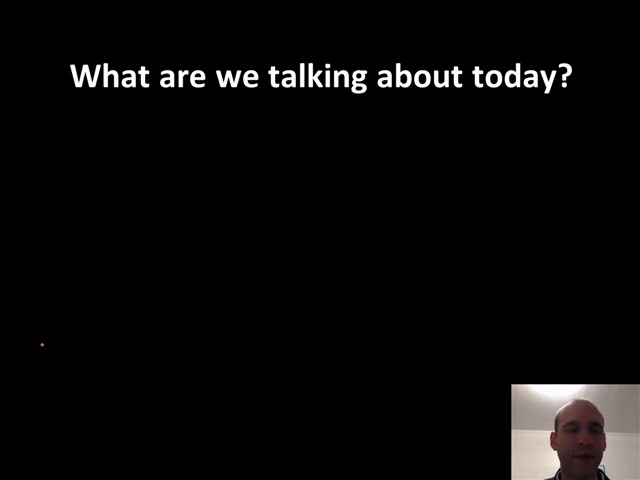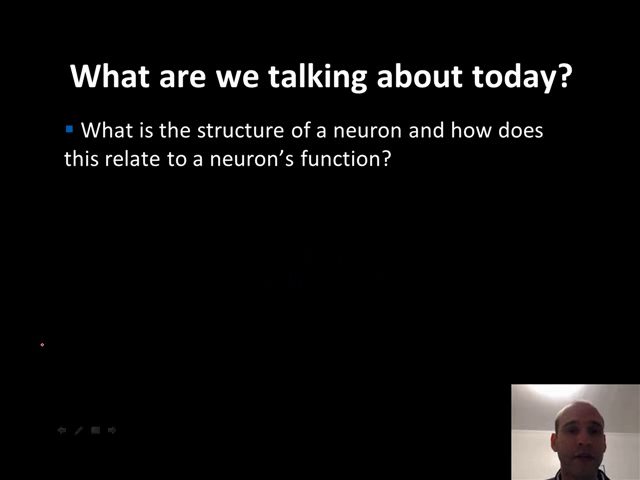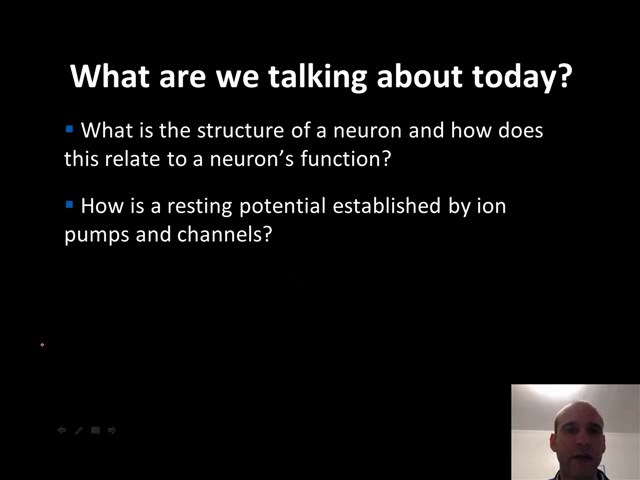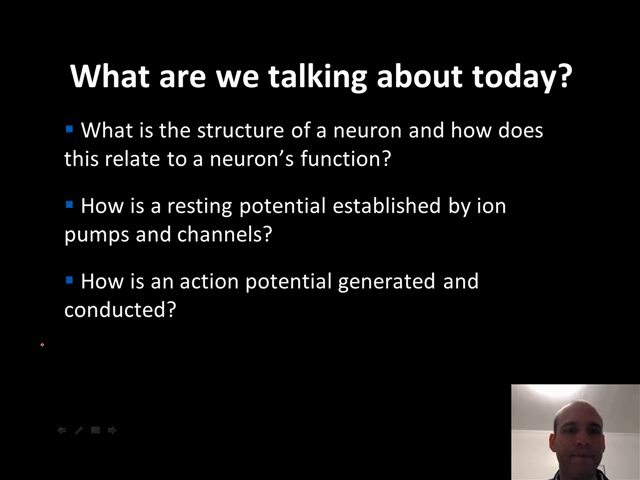Okay, so what are we going to talk about today? Today we're going to focus on the smaller part of the nervous system, if you will. We're going to talk about the structure of a neuron and how this relates to its function, again relating structure and function. How do we get a resting potential in a neuron, and how do ion pumps and channels relate to that?